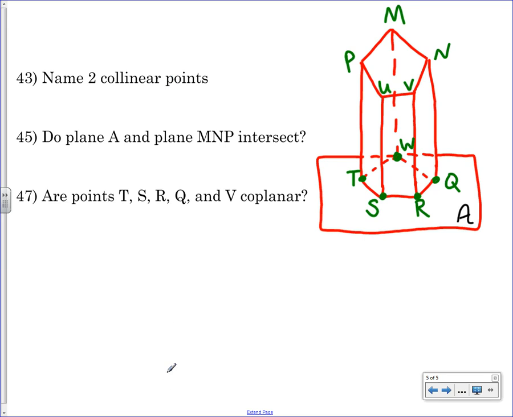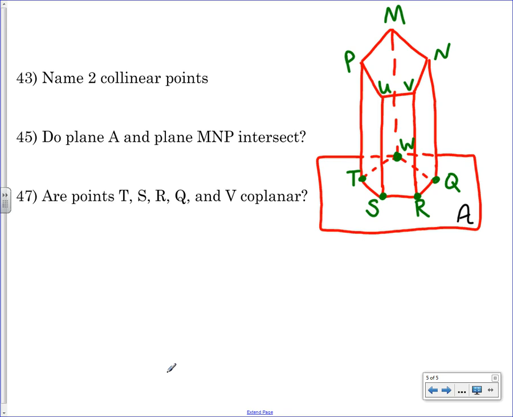Either way, all right? Name two collinear points. One more time. What's collinear mean? On the same line. Points on the same line. So somebody pick any point at all. Pick one of those. T, all right? So now we have to be a little more careful. What would be collinear with T? There's a few options. W would be fine. S would be fine. P would be fine. Any of those would be fine.